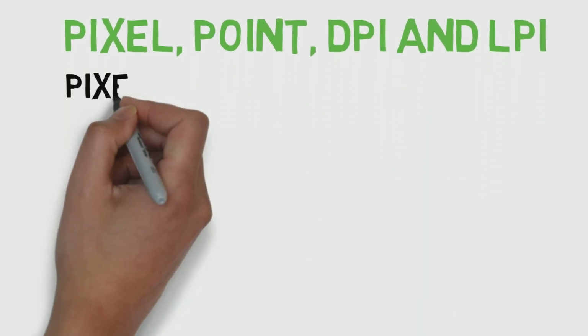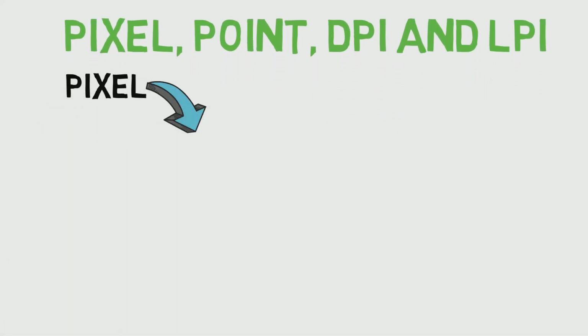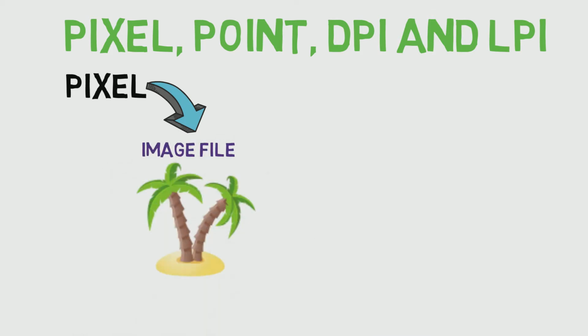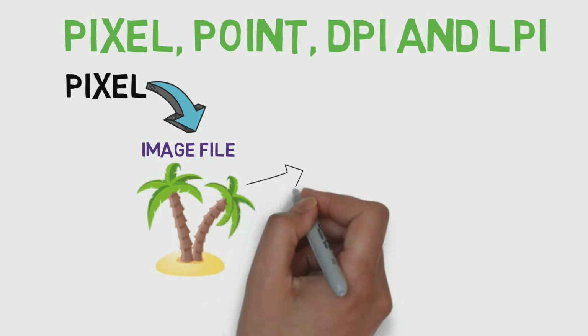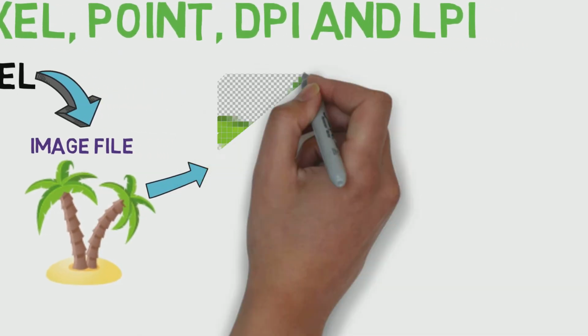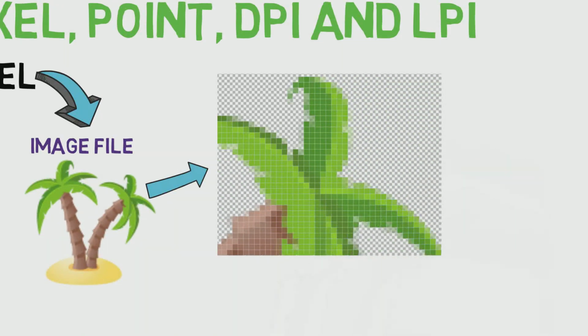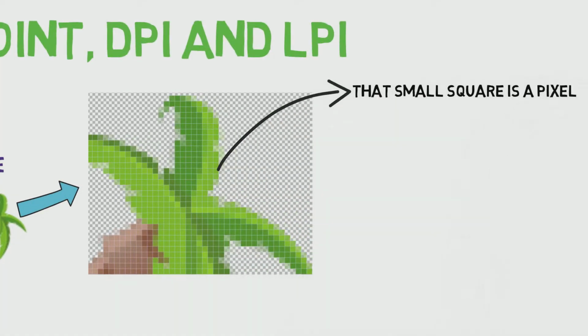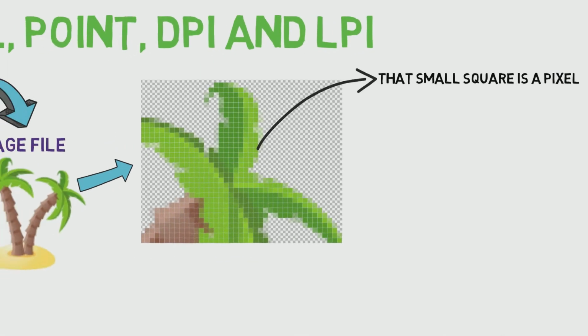We will start with the pixel. And to do this, we need to observe an image. Let's take this palm tree picture as an example. If we zoom in here, you can see that the image is constructed by blocks of small squares. And this small square, we call it a pixel.